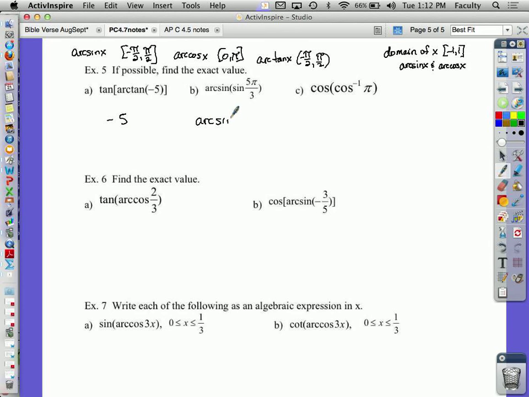Well, I should know, what is the sine of 5 pi over 3? What quadrant is 5 pi over 3? Fourth. Reference angle's pi over 3, or 60 degrees. So it's negative radical 3 over 2.